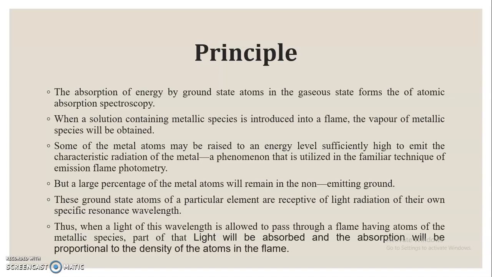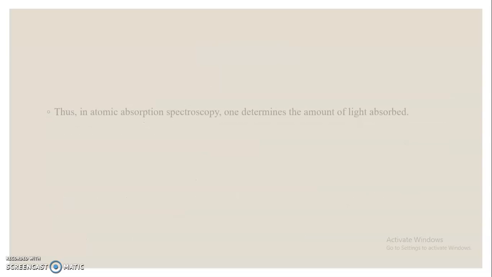Thus, when light of this wavelength is allowed to pass through a flame having atoms of the metallic species, part of the light will be absorbed, and the absorption will be proportional to the density, or you can say the concentration, of atoms that are present in the flame. So in this way we can use atomic absorption spectroscopy for determination.